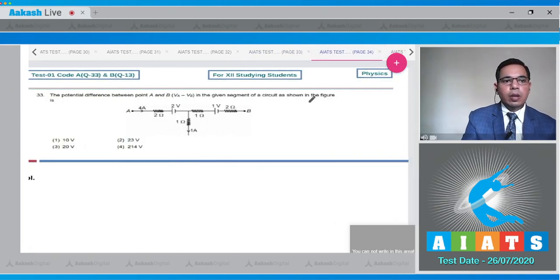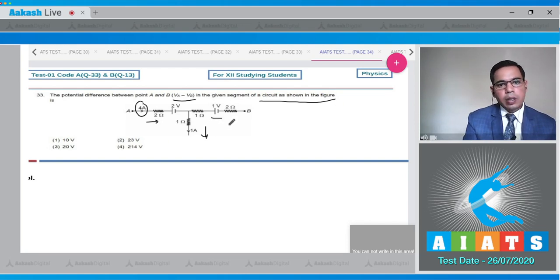Now move to question number 33, which states that the potential difference between points A and B, that is VA minus VB, in a given segment of the circuit as shown in the figure is. Now here 4 ampere current is flowing in this direction, out of which 1 ampere is going in this branch and the rest will go through this branch, because by KCL at this point we get I2 as 3 ampere.